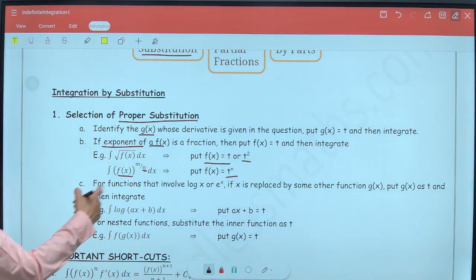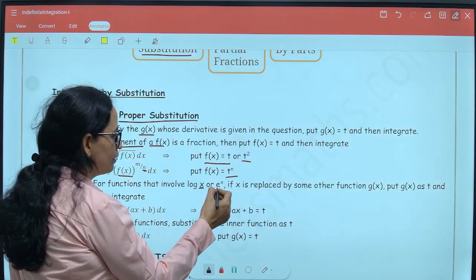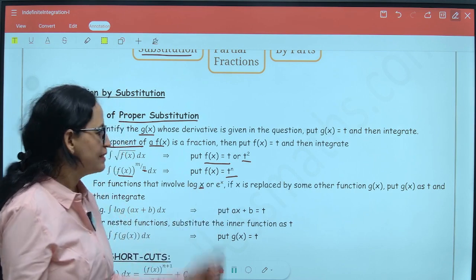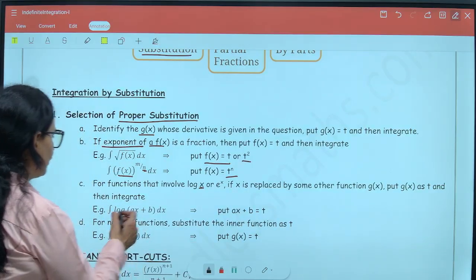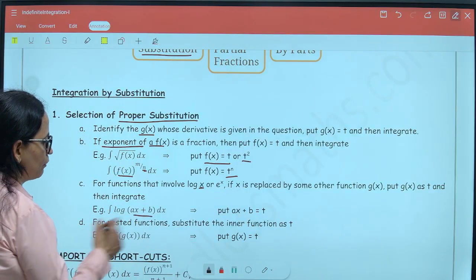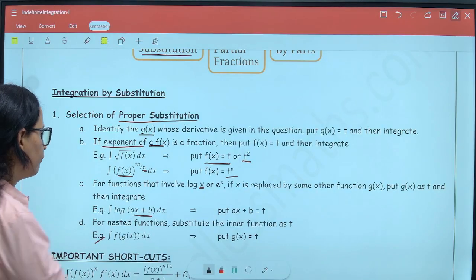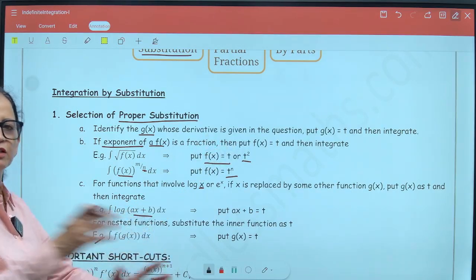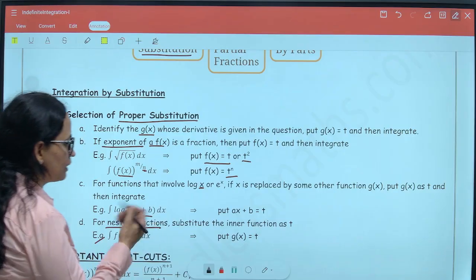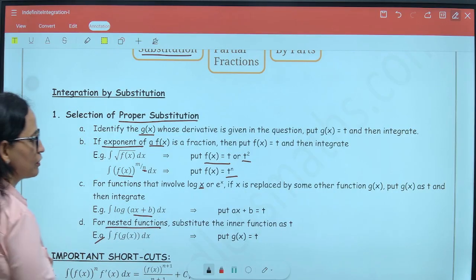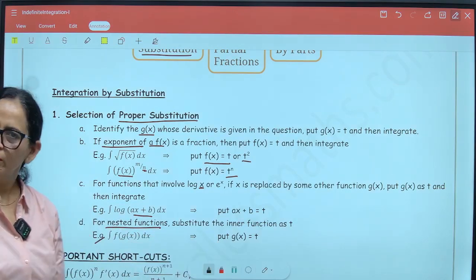Next, functions that involve log x or e raised to power x. If the argument of log, or the exponent of e, is replaced by some other function g(x), then you put that g(x) as t. So if you have something like log of ax plus b in the question, you will put ax plus b as t and then try to solve it, right? And if you have e raised to power ax plus b, then again you will put ax plus b as t and then try to solve it. For nested functions, if you have one function and there is another function inside it, then the inner function has to be substituted for the new variable t.